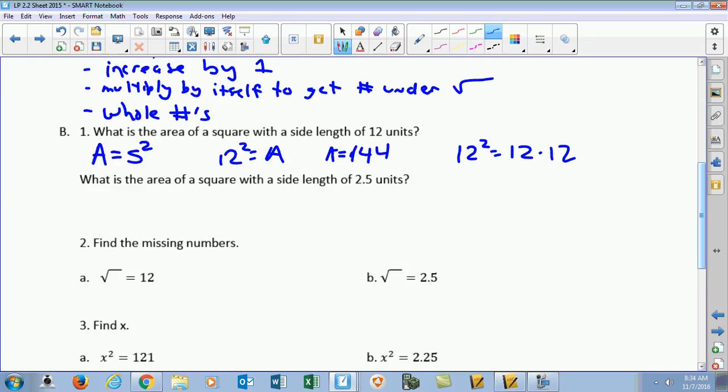What would the area of a square be if the side length was 2.5 units? How would you find this out, Stephen? Right. 2.5 squared. That's like saying 2.5 times 2.5, which is 6.25 square units. And this was square units also.